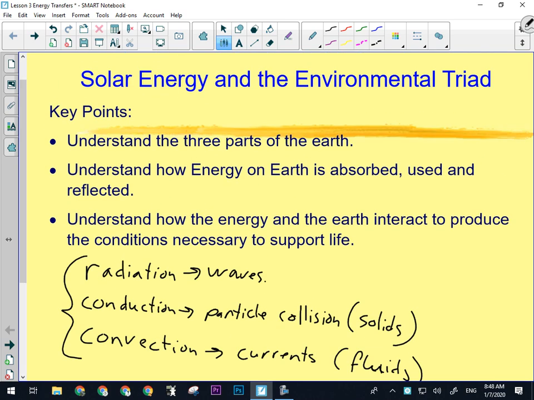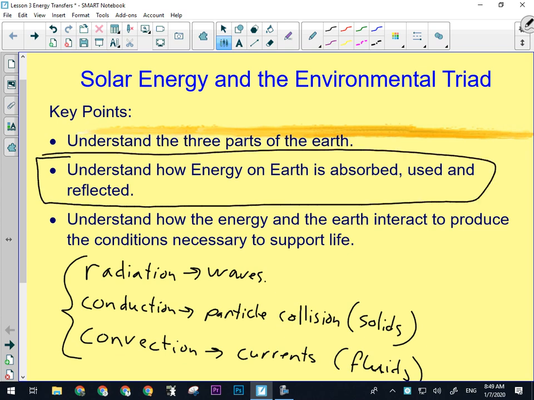All right, we're also going to look at the structure of the Earth a little bit, three parts of the Earth. By three parts of the Earth, I mean atmosphere, hydrosphere, and lithosphere. That's the gases, the liquids, and the solids. And look at how energy on Earth is absorbed, used, and reflected. That's probably the second most important thing in today's lesson. The only source of energy for Earth is the sun.